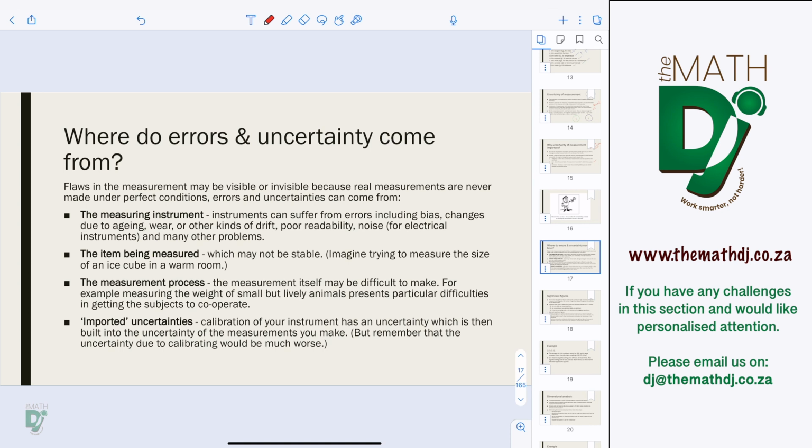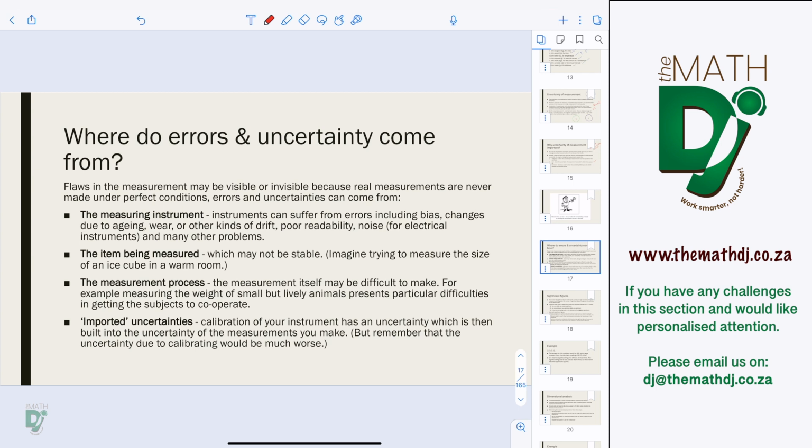So when we say poor readability, it means maybe if it's a ruler, the marks, the demarcations, are fading. By reason of that, it can make you make measurement errors. Instead of reading the correct measurement, because of the fading, you can misread it, which can cause measuring errors. Then number two, items being measured, which may not be stable. Imagine trying to measure the size of an ice cube in a warm room. The ice is constantly changing size because it's melting. So the item being measured might not be stable.